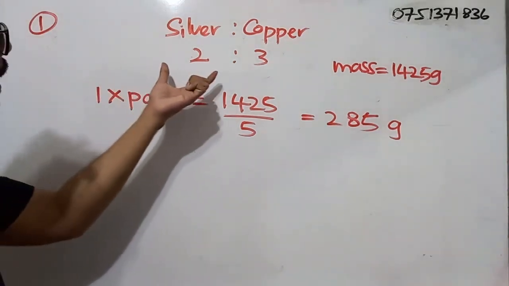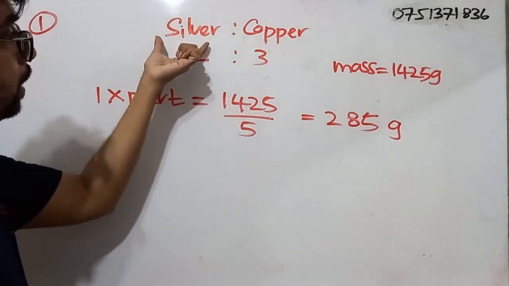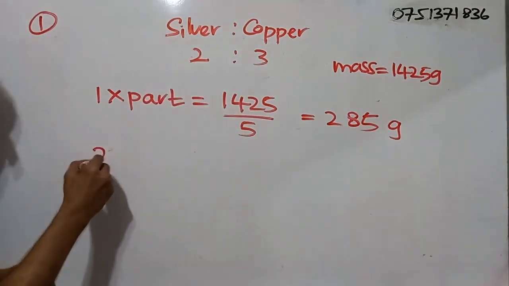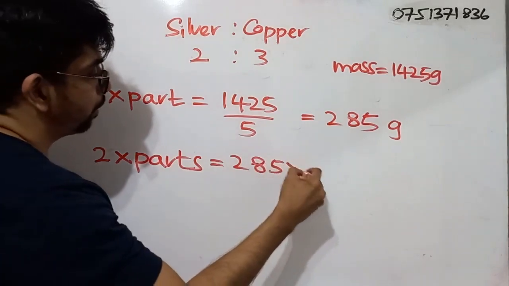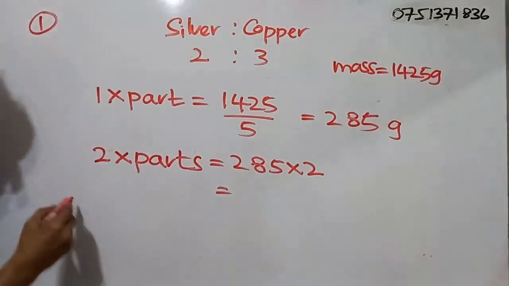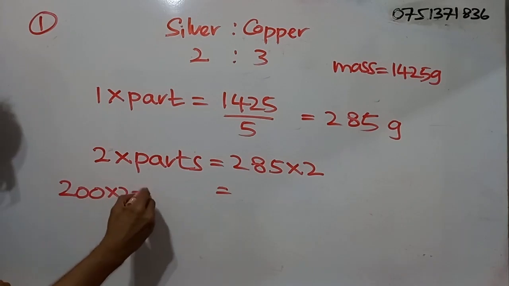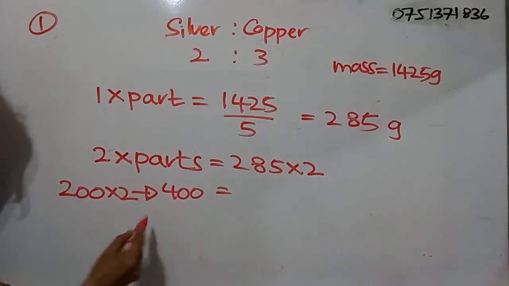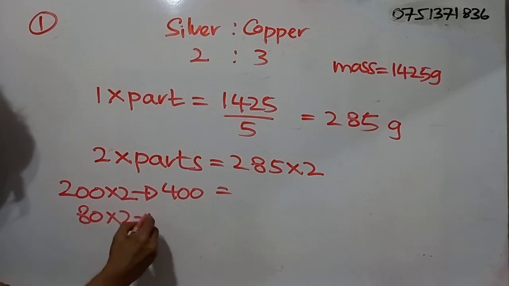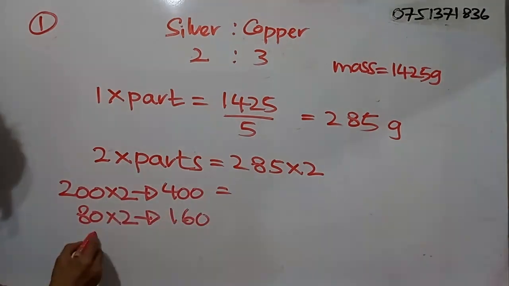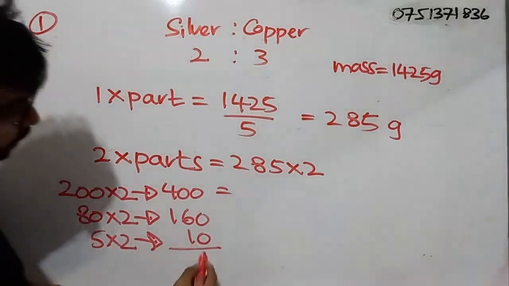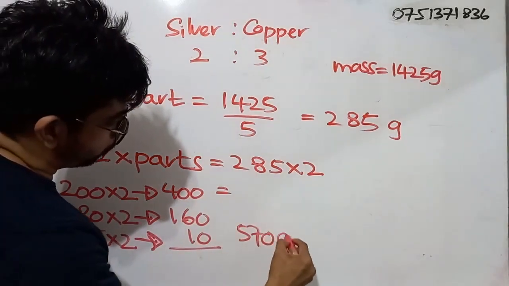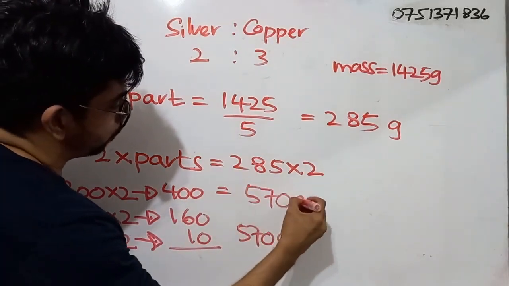So they are asking the amount of silver, no? So how many parts are there in the ratio regarding silver? We have 2 parts. We need to calculate the value of 2 parts. That means 285 into 2, right? So 200 into 2, we know that is 400. 80 into 2, we know that is 160. 5 into 2, we know that is 10. So altogether how many are there? We have 570 grams. So this is equal to 570 grams.